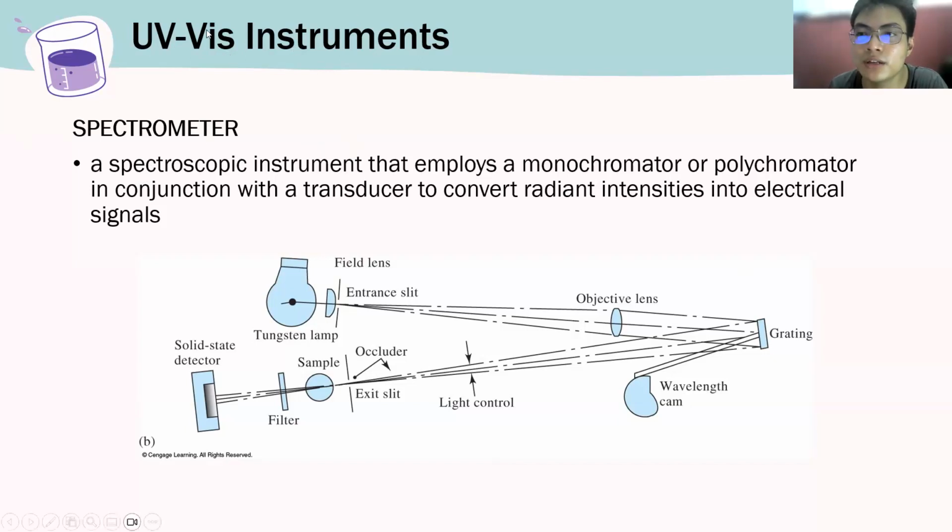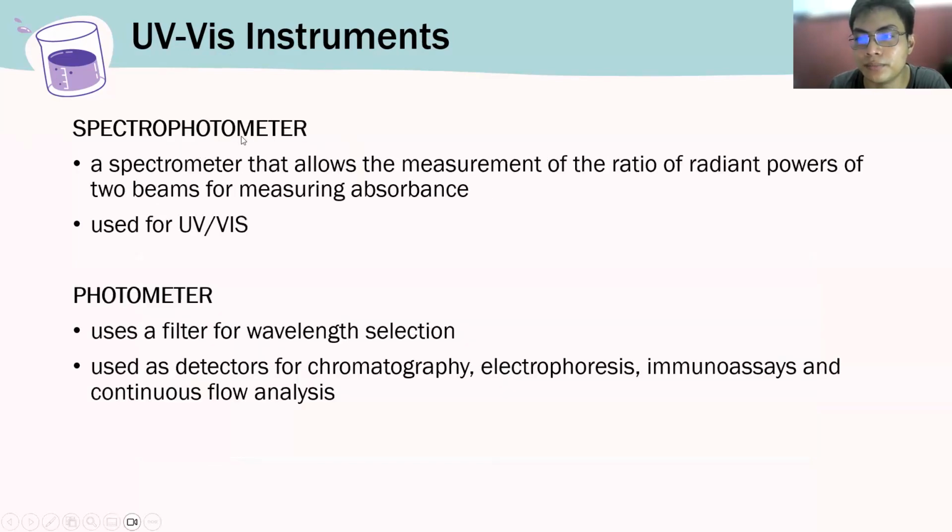So ano yung uri ng mga UVs? Nadoble lang yung slide, sorry. So we use a spectrophotometer in UVs, wherein the photons are getting converted into an electrical signal. So saan ginagamit yung UVs? It's used in chromatography, electrophoresis, immunoassays, and continuous flow analysis.